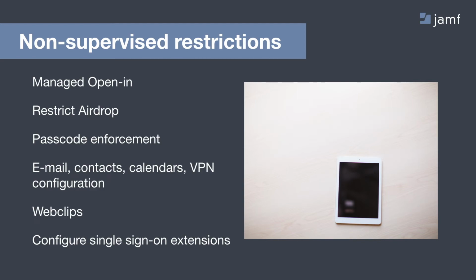Usually these devices are user enrolled, so you give them access to email, contacts, calendars, VPN configuration, and web clips, which are like shortcuts to URLs on the web, just easily providing that to them. And then even Apple's new configuration for single sign-on extensions is all available with user-enrolled devices. So really streamlining and helping your users create a great experience when they're on their personal device.